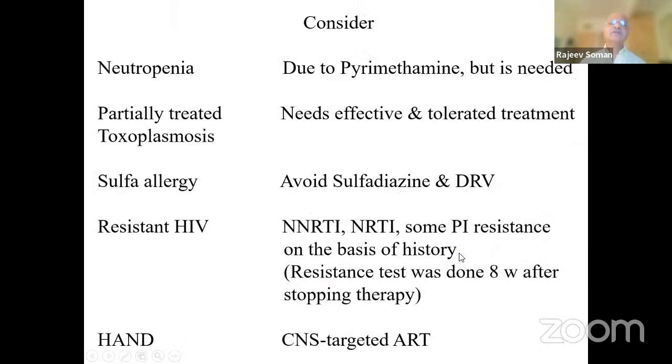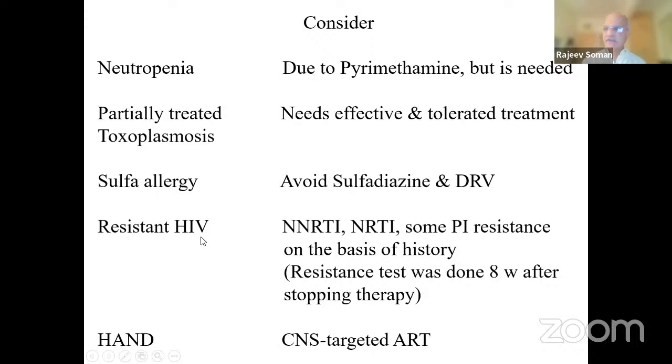So how do we consider treating this patient? The patient has neutropenia, probably because of pyrimethamine. But we also know that pyrimethamine is needed because he's still having this toxoplasmosis. So he has partially treated toxoplasmosis, and we do need pyrimethamine. We need an effective and well-tolerated regimen. He has sulfur allergy, and therefore we want to avoid sulfadiazine as well as darunavir, because remember, darunavir also has a sulfur moiety in it.